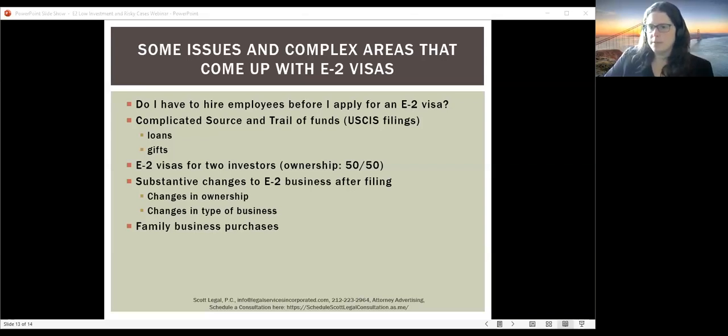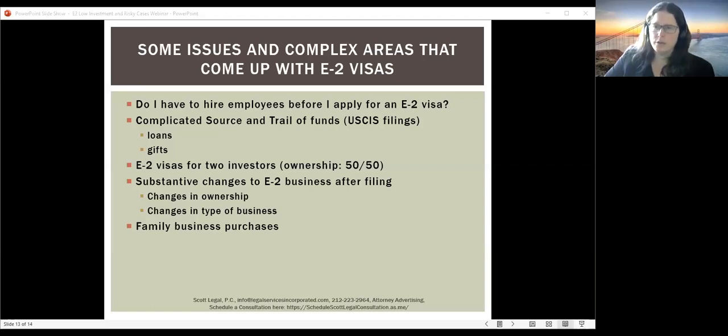Let's talk about family business purchases. So this does come up a lot. When you're purchasing a business, if it is a successful business, this can often make for a much stronger E-2 application, because you can show this is a viable business concept. It already has revenue. It already has employees.